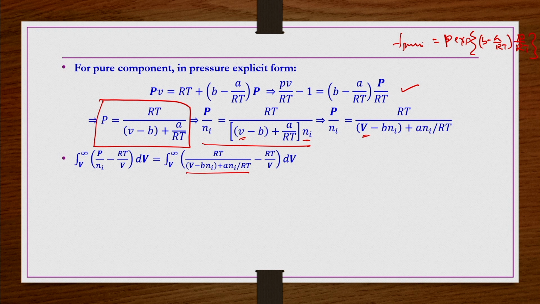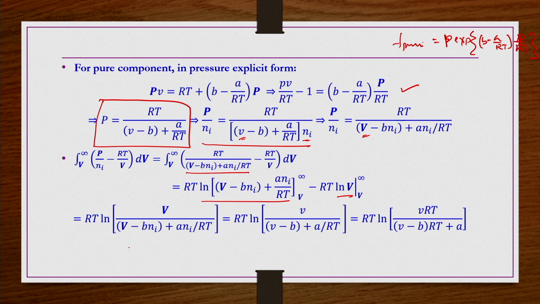So, they are independent of the volume. So, when we do the integration of these terms, ln of this term and then ln of V, we will get RT multiplied, with limits V to infinity. Now, RT you can take common, and it is in the form of ln A minus ln B. So, you can write ln A by B form and then substitute limits V to infinity, and you will get RT ln V by V minus B Ni plus A Ni by RT.